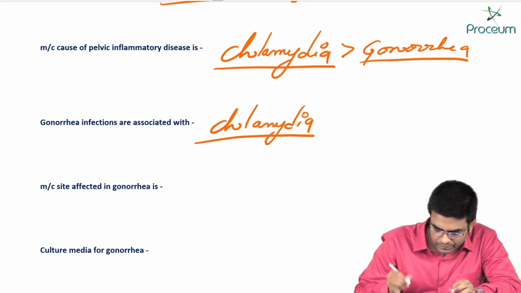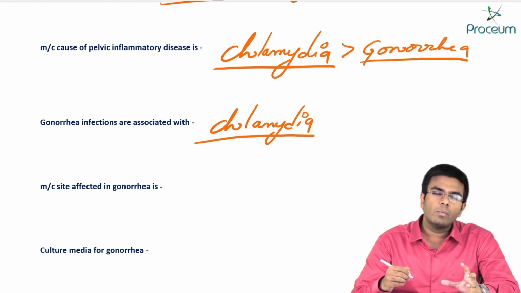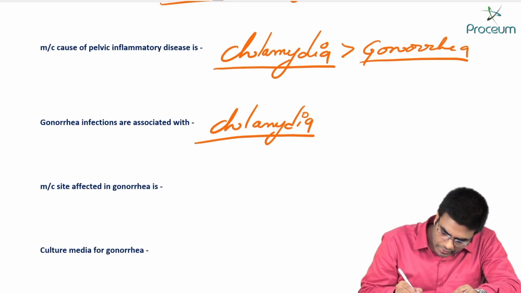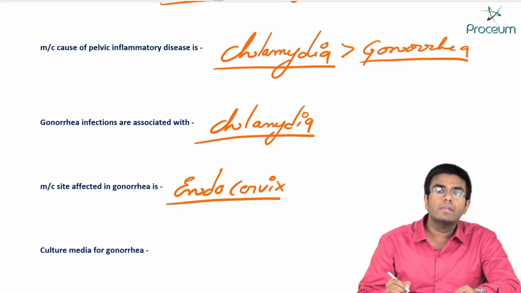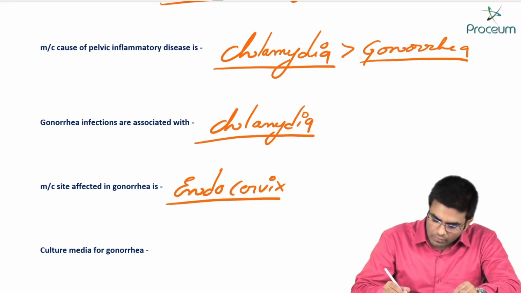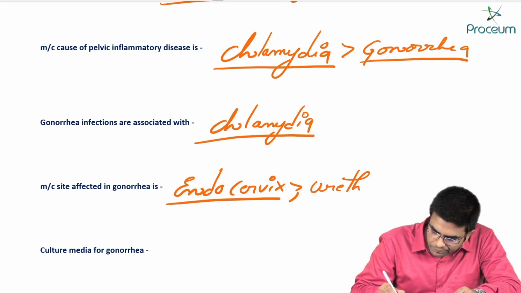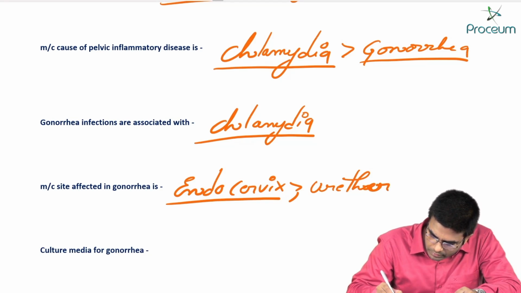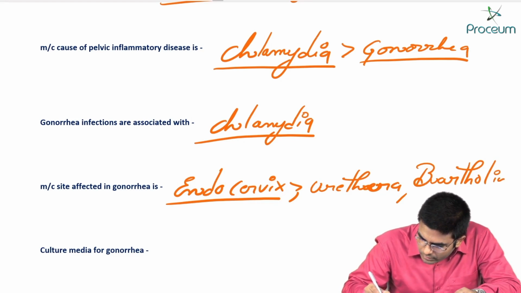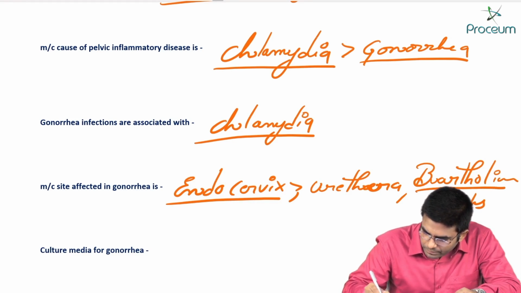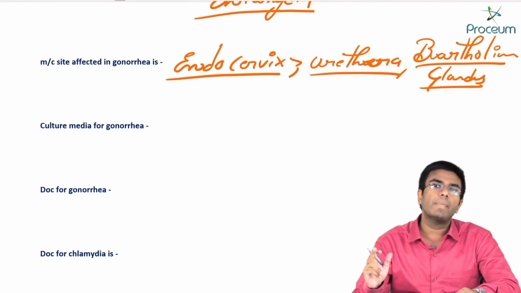Okay, now most common site of gonorrhea in a female, what is the most common site? The most common site of gonorrhea is endocervix, followed by urethra and Bartholin's glands. So the main sites of gonorrhea infection are endocervix, urethra and Bartholin's glands.